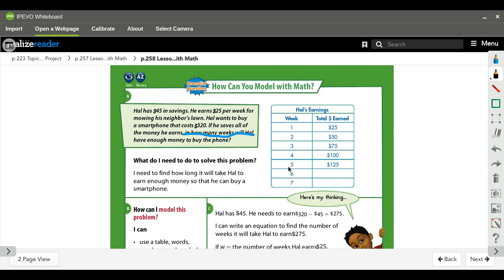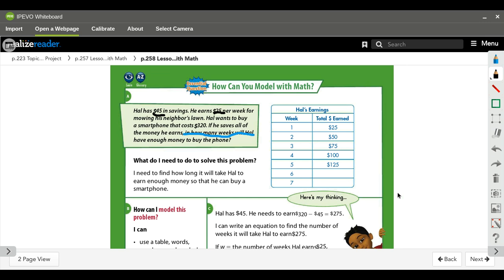Okay. I'm going to do this by looking at how much he earns per week. When I look at that, and I go back into my problem, this is what he starts with. He started with $45 and he earns $25 per week. Okay. So here is a table. It's an input output table where they have started. Here's the week. Here's the total amount of money earned. And we need to figure out the value of what we're going for.